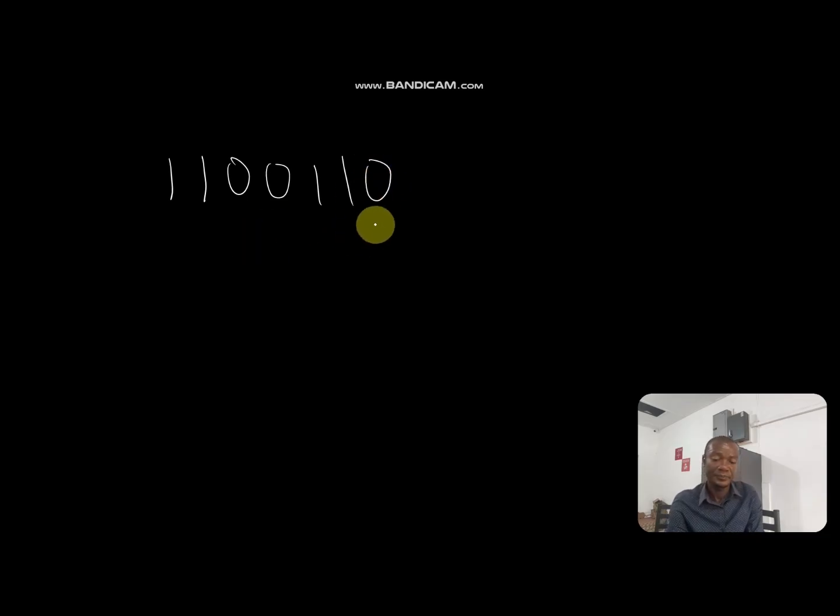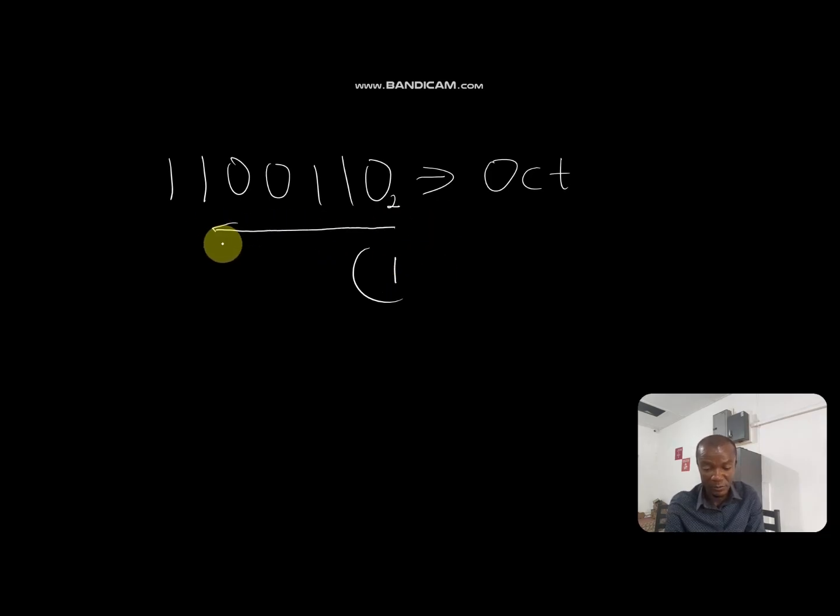Let's try another one. So if I have 1 1 0 0 1 1 0, and we have to change this. This is in base 2, and we have to change this to octal. So we regroup the numbers in groups of 3 bits. So I will have my first group to be 1. Always we start from this side and move like this.